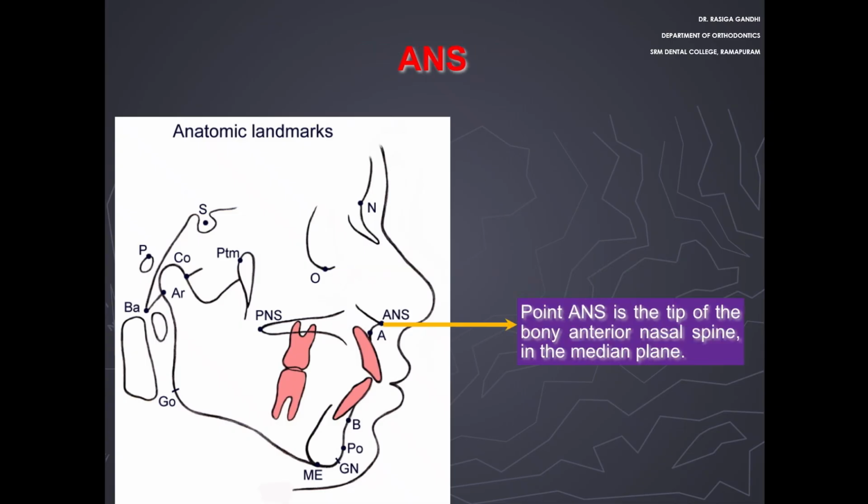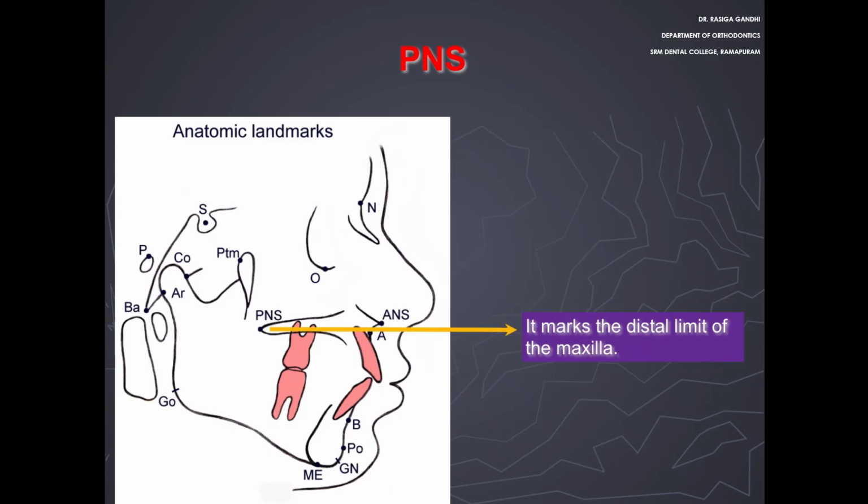The next will be ANS. The point ANS is anterior nasal spine, so it is the tip of the anterior nasal spine in the midline, and it forms the anterior part in the palatal plane, and the posterior nasal spine is the distal limit of the maxilla, the palate. So this forms the ANS and PNS.